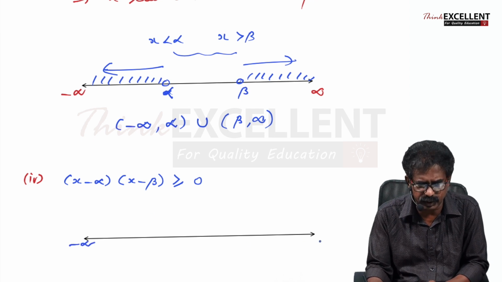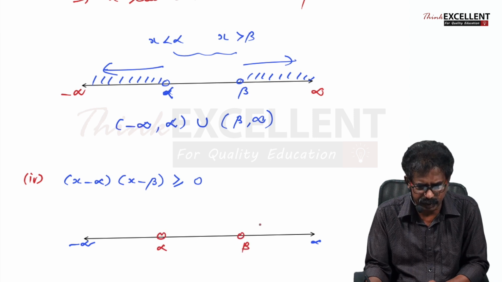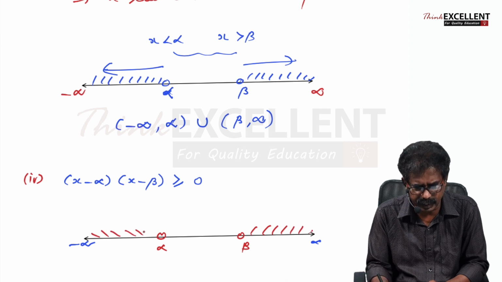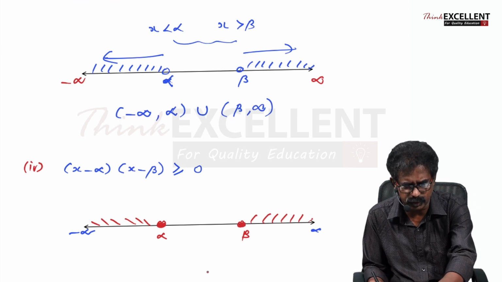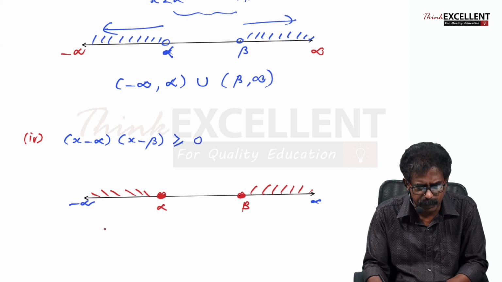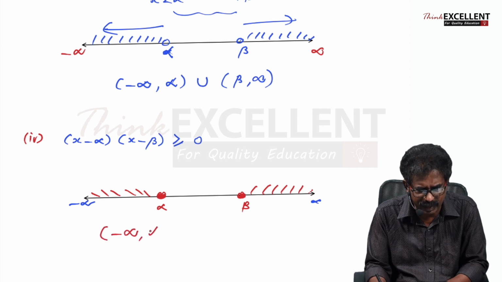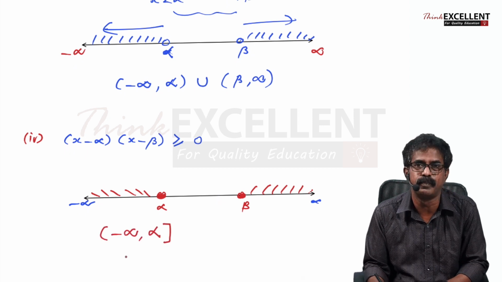So minus infinity to plus infinity. We are taking 2 points, alpha and beta. Greater than means outside. But greater than or equal to, so alpha and beta also have to be included. So how to shade this, how to write it as a set? Minus infinity to alpha. Alpha is included, closed interval.